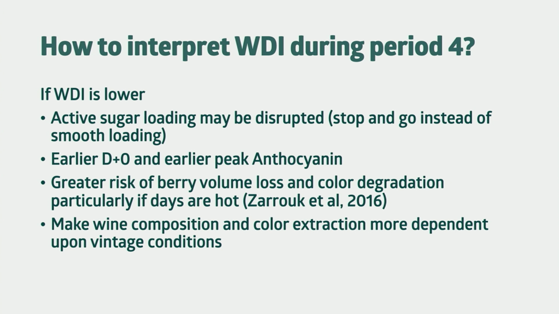Period 4. How to interpret the water deficit index during period 4? Well, if there is more stress, if the water deficit index is lower, active sugar loading might be disrupted. So we'll see stop and go instead of a smooth loading of sugar per berry. The date of maximum sugar amount per berry, D+0, the date of the peak of anthocyanin, may also be hastened and appear earlier. There is also a greater risk of berry volume loss and color degradation, particularly if days are hot and if the day length is greater, simply because that stage has been reached earlier.